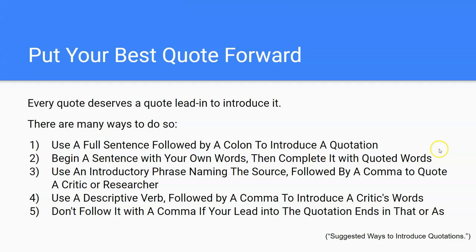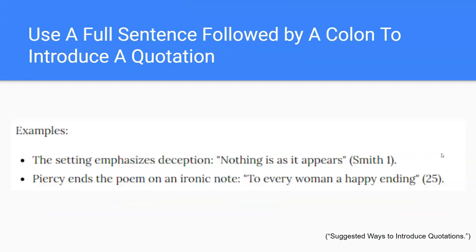Let's see some examples. You can use a full sentence followed by a colon to introduce a quotation. Some examples being, the setting emphasizes deception: "Nothing is as it appears." Notice they're 2 separate sentences being joined together by this little colon. Then the second one, Piercy ends the poem on an ironic note: "To every woman, a happy ending." So they go together, and yet they are 2 separate sentences, joined together with this tiny little colon.